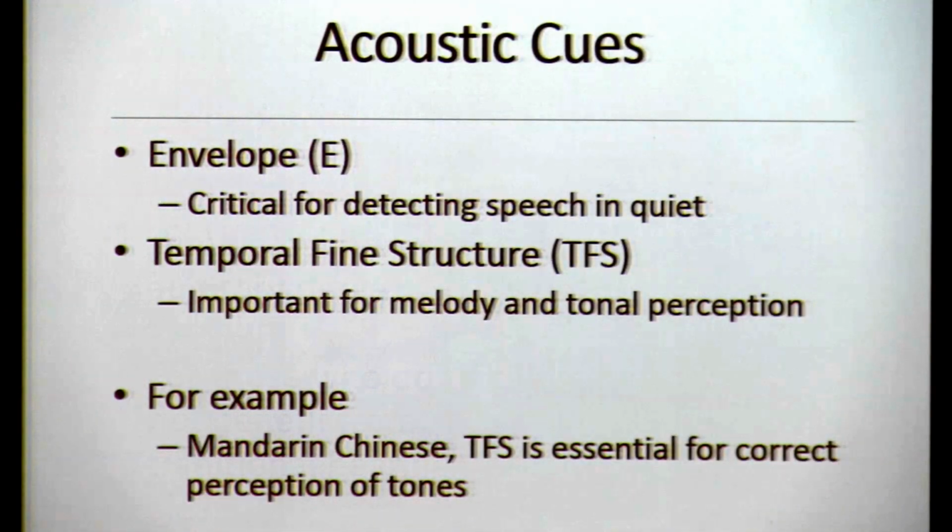Mallory gave a wonderful introduction to envelope and temporal fine structure, as it's one way to look at sound: the slow-varying envelope and the fast-varying temporal fine structure. Past studies have assessed these cues and determined that the envelope is critical for detecting fluctuations in speech for non-tonal speech perception in quiet, and the temporal fine structure is important for melody, music, and pitch or intonation perception. In a tonal language like Mandarin Chinese, for example, the temporal fine structure is essential for correct perception of tones.